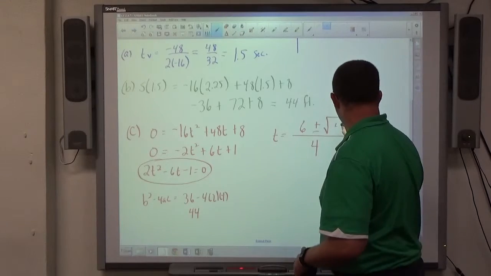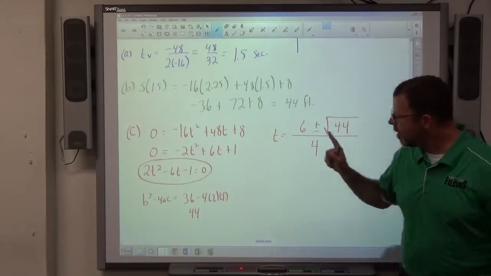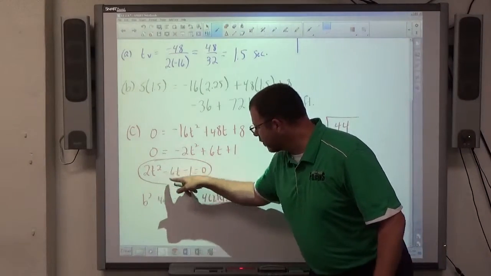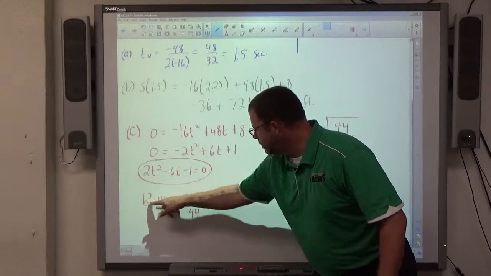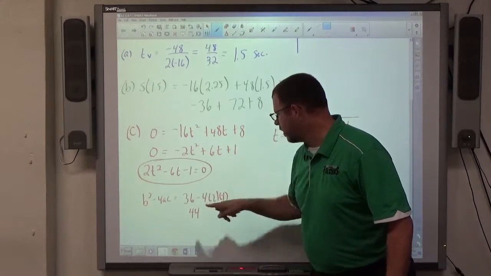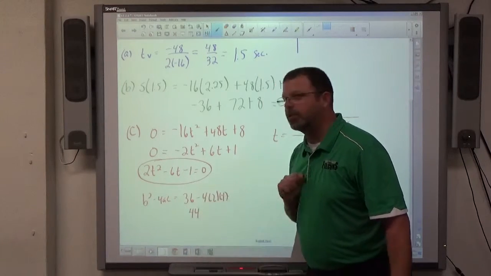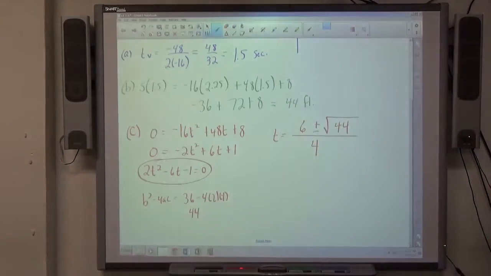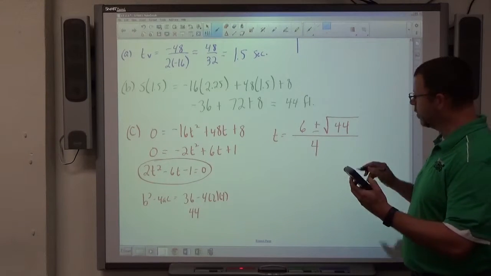All right. So I was looking up here instead of, so b squared, positive 36, 4 times a, 2 times c, negative 1. Two negatives make a positive, 8 plus 36 is 44. Okay. So what I want to do is type in the square root of 44 on my calculator, which is 6.6332.